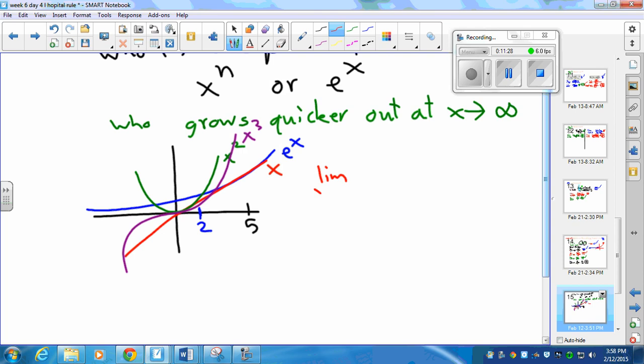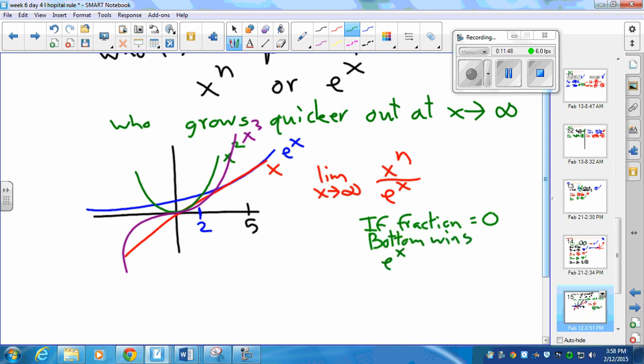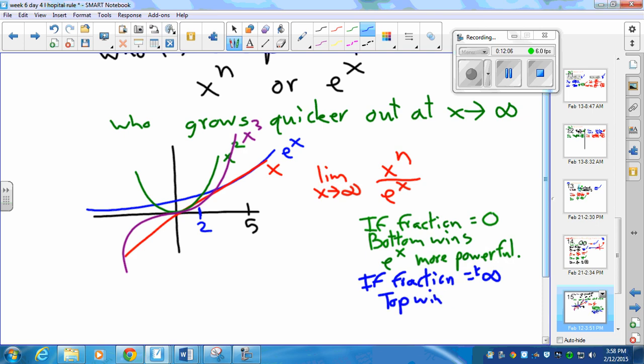Limit as x goes to infinity of x to the n over e to the x. If the fraction equals 0, bottom wins, e to the x is more powerful. If the fraction equals infinity, plus or minus, then we've learned that top wins, and this guy is more powerful.